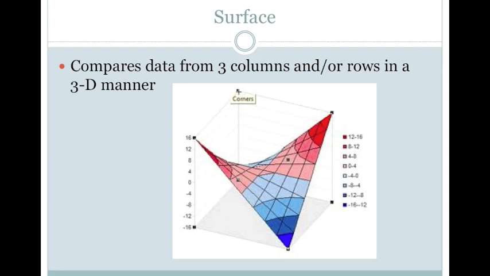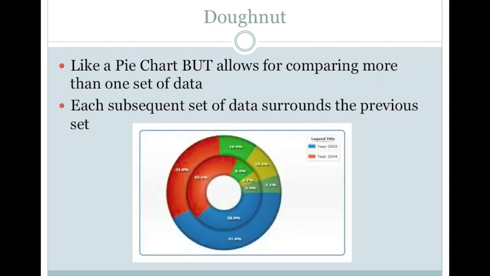Surface compares data from 3 columns or rows in a 3D manner. And the key here is the 3 columns or 3 rows. You have the donut, like a pie chart, but this is going to allow for comparing more than one set of data. So you have multiple sets of data here on the donut chart. Each subsequent set of data surrounds the previous set. So you can see the inner circle and the outer circle.